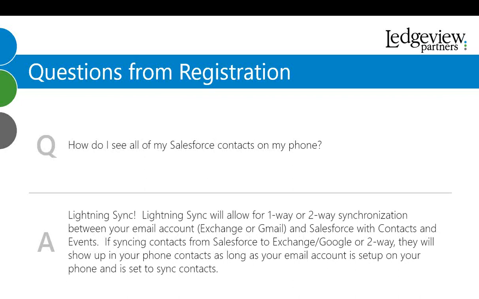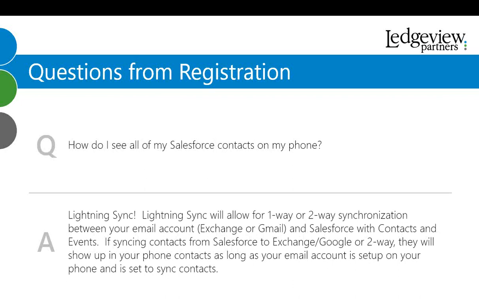This was one that somebody asked, and we've heard this from many customers before, especially if you have an iPhone or an Android, some sort of smartphone. How do I see all these contacts on my phone? That's a really good question. Essentially, that comes down to Lightning Sync. When you set up Lightning Sync, you can set it up to handle either a one-way or two-way synchronization, whether you're using Exchange or Google, and your account. By doing that, you can set that same account up on your phone and have it set to pull contacts, and it will pull all those contacts from Salesforce down into your address book.